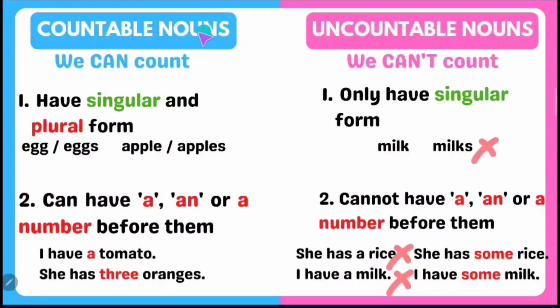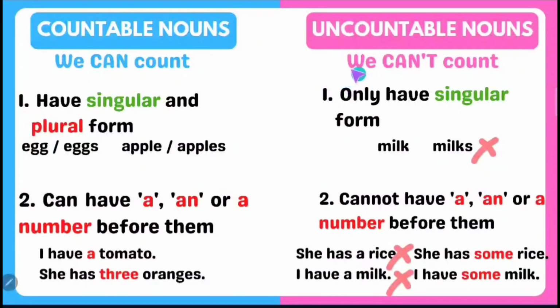Alright, let's look at countable nouns first. Countable nouns are the nouns that we can count. Number 1. Countable nouns have singular and plural form, such as egg, eggs, apple, apples. Number 2. Countable nouns can have a, an, or a number before them. For example, I have a tomato. She has 3 oranges.